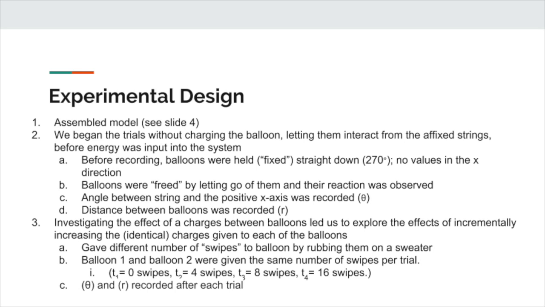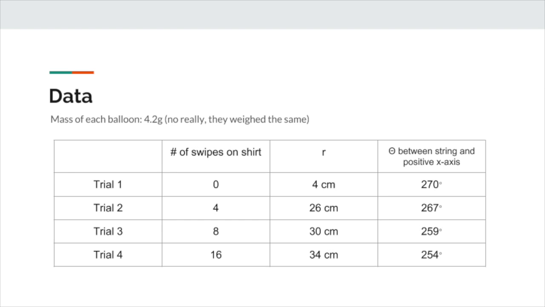So in trial 1, which was used as a baseline, they each had 0 swipes. In trial 2, they each had 4 swipes. In trial 3, they each had 8 swipes. And in trial 4, they each had 16 swipes. The angle and R were recorded for each trial. We measured R when we noticed the least amount of movement between the balloons and rounded this to the nearest centimeter. Both balloon 1 and balloon 2 weighed 4.2 grams.